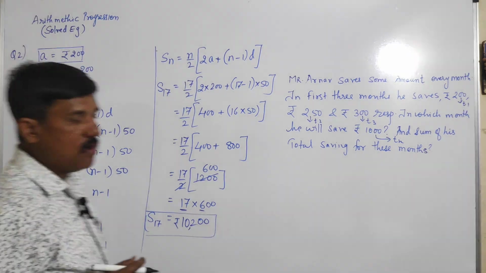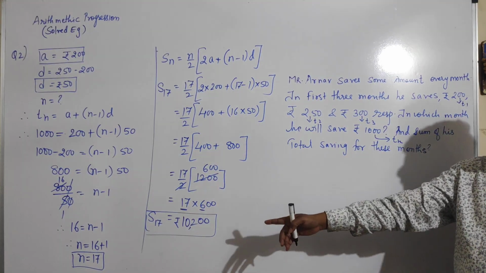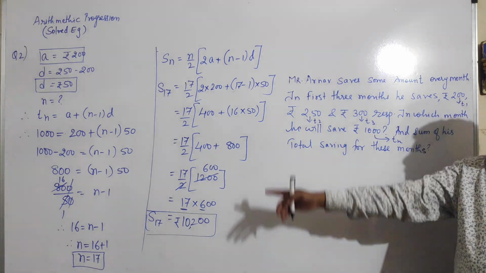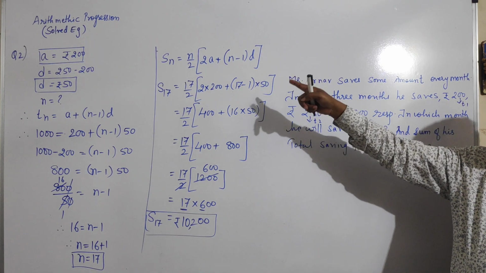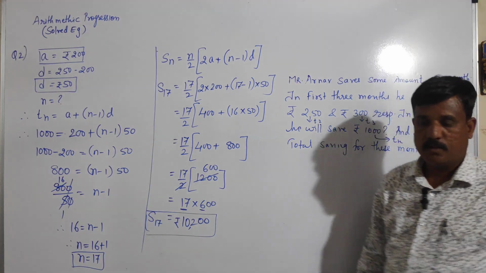Okay. So you got the value of A as 200 and D as 50. First you have to find the value of n. You will get n as 17, and after that you have to solve the value of Sn. Okay?